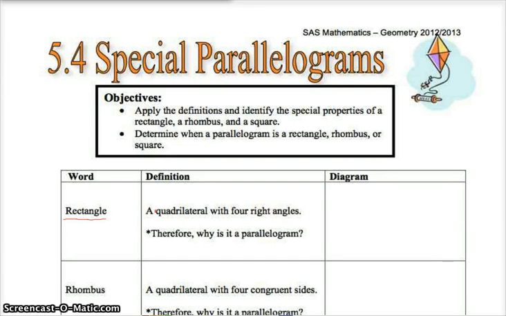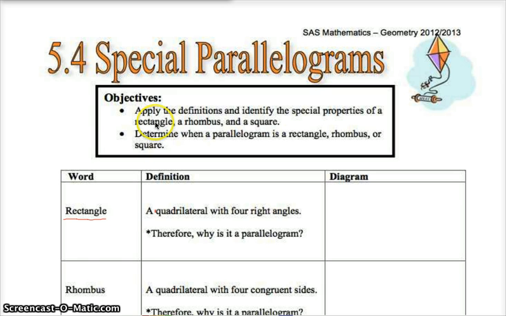So far this chapter, this unit, we've only talked about parallelograms, our quadrilaterals, four-sided figures that are just parallelograms. So that was 5.1 and 5.2. We focused on the properties and theorems that relate to parallelograms. Today we're going to learn about more specific types of parallelograms.